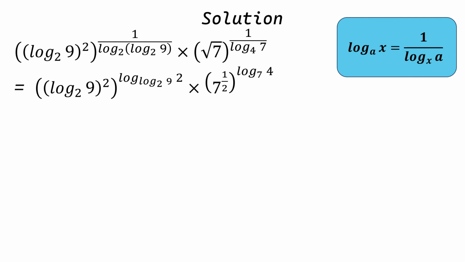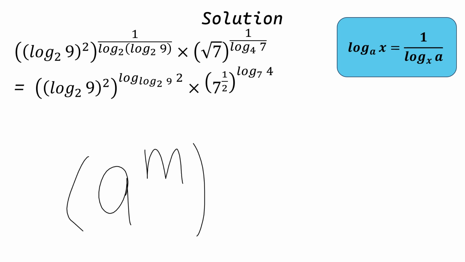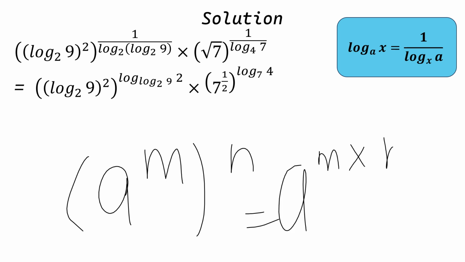But once we get here, you might be wondering what we can do again. We know from indices that when we have a to the exponent m, to the exponent n, is the same as what? a to the exponent m times n. So here too, we can have a similar case, where here's our a, here's our m, here's our n. So multiply the 2 by the log 2 to the base log 9 to the base 2. So we have what? Okay, yeah, so we have that.